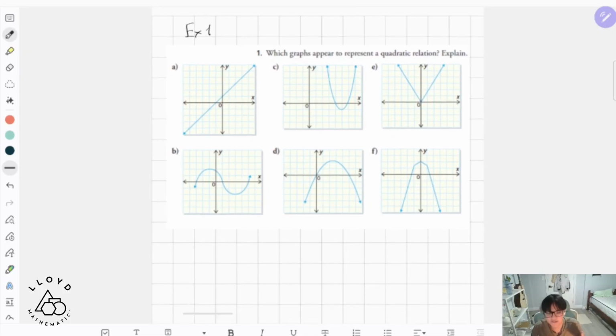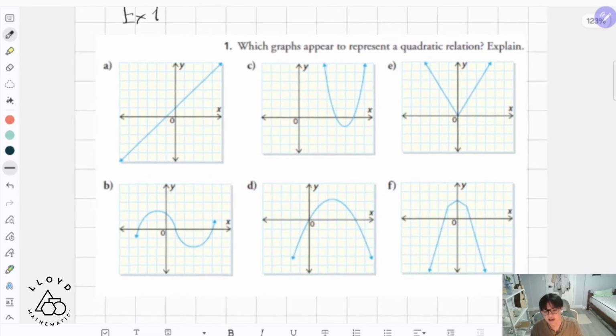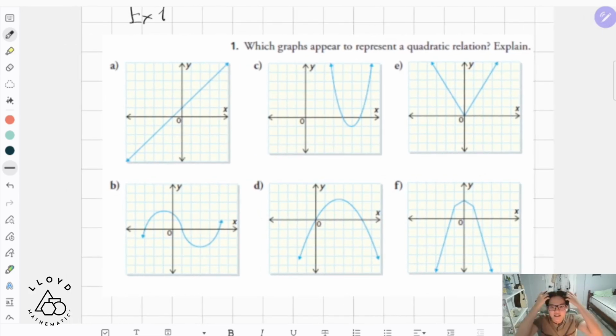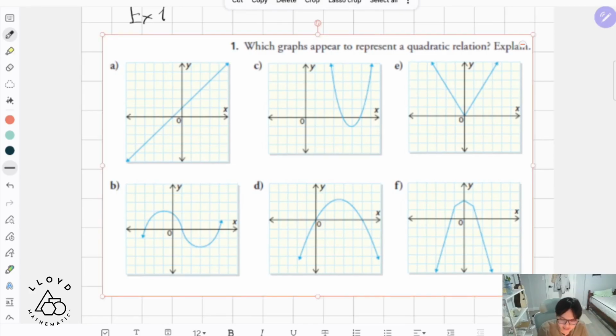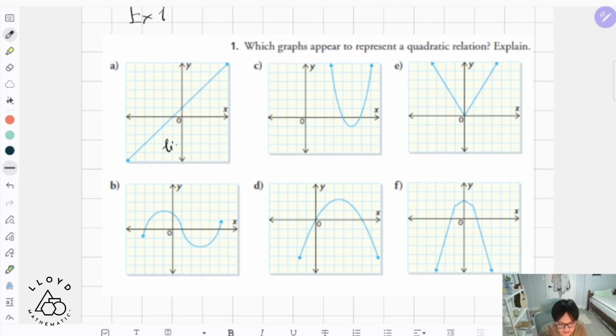So let's try our first example. Which graphs represent a quadratic relation? In the first one, we can easily see that it's linear, right? So this is not a quadratic relation, and I give it an X, which means no. In the second, it has a parabola, which like what I mentioned before is a quadratic relation. So this one is quadratic, so give it a tick.